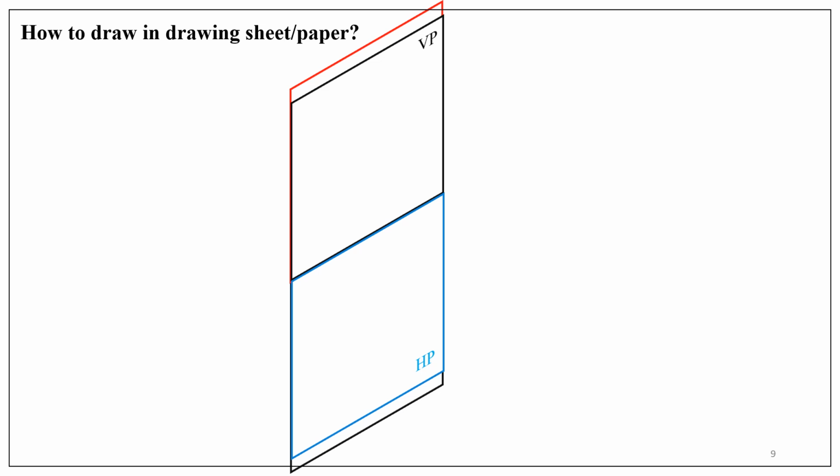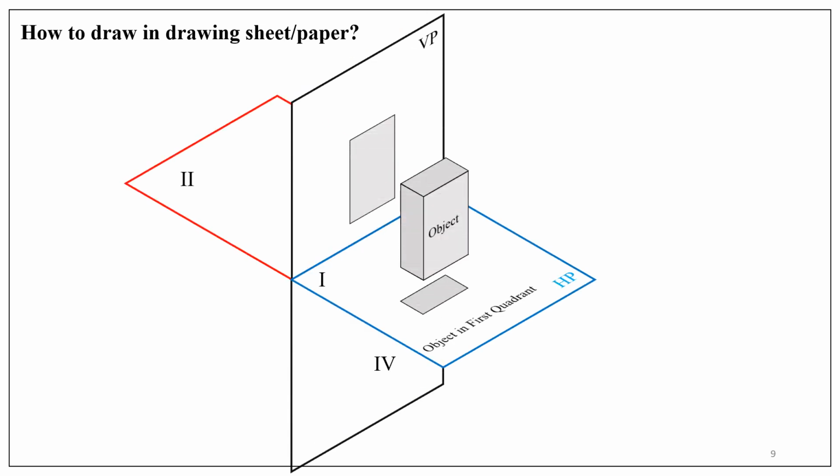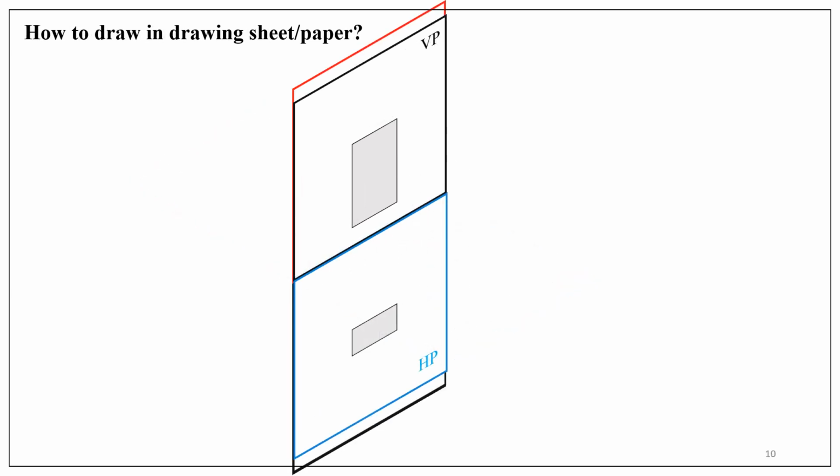Observe the coincided planes and notice the horizontal plane represented in blue color is directly below the vertical plane. Now, once again, the object, front view, top view are shown. If you rotate and remove the object, the front view and the top view will look like this.